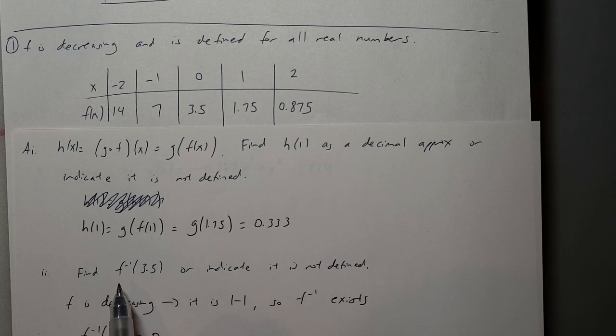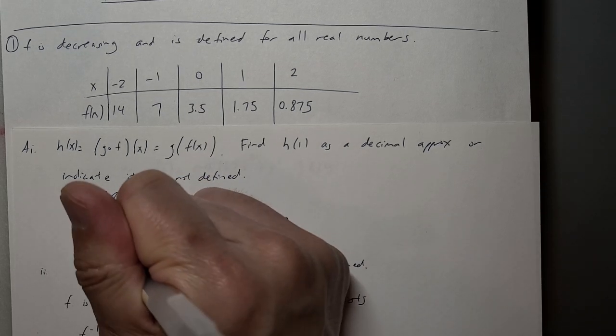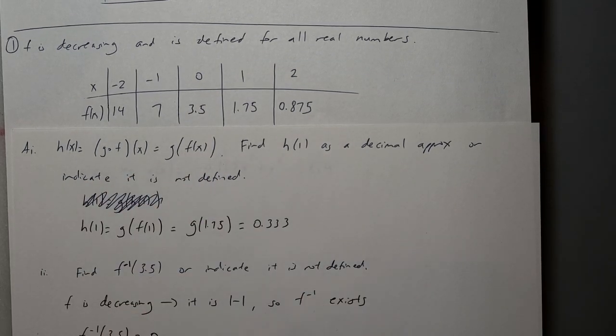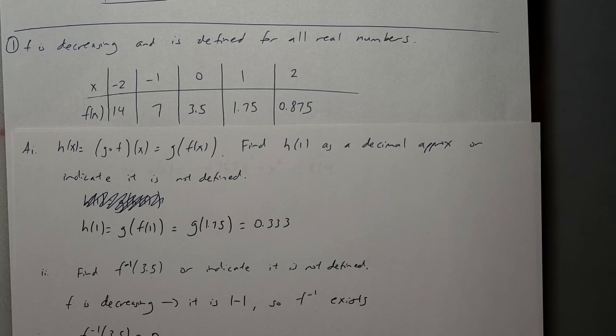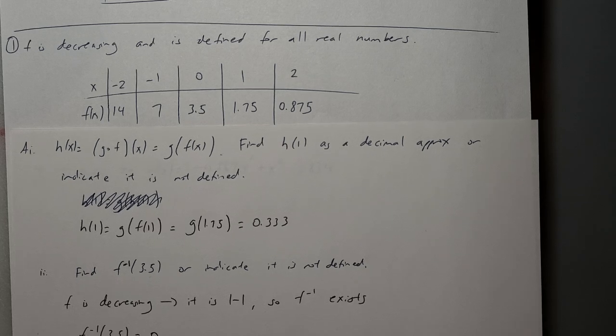And then next part, they say find f inverse of 3.5 or indicate it is not defined, okay? So I saw that some instructors who already solved these, I know I'm late to the game, did not give a justification whether f inverse exists or not. The scoring guidelines aren't out. I don't know if the AP graders will require you to give a justification, but I did over here.